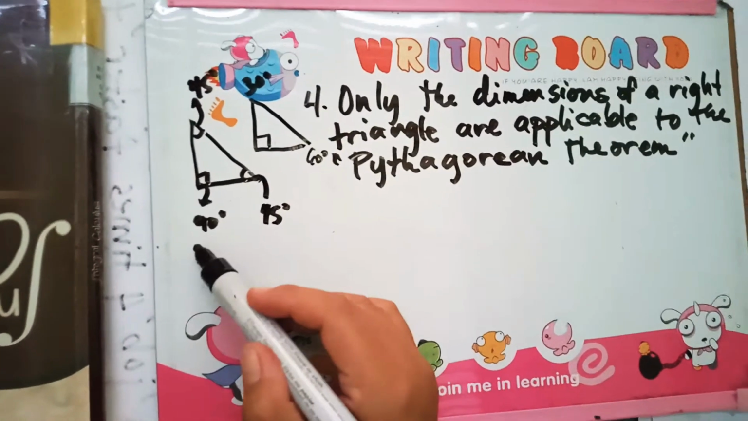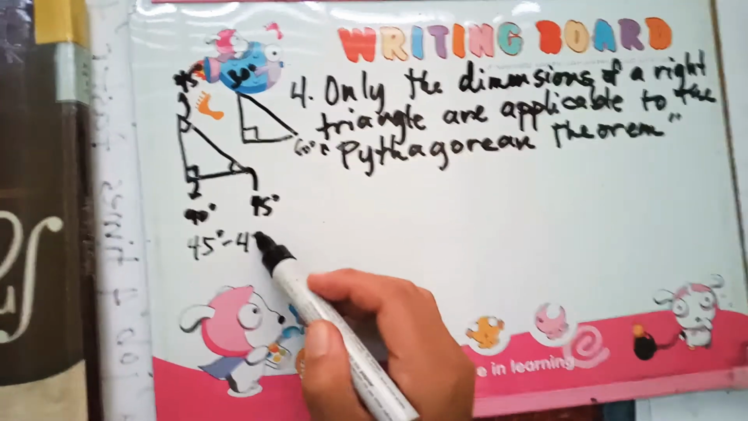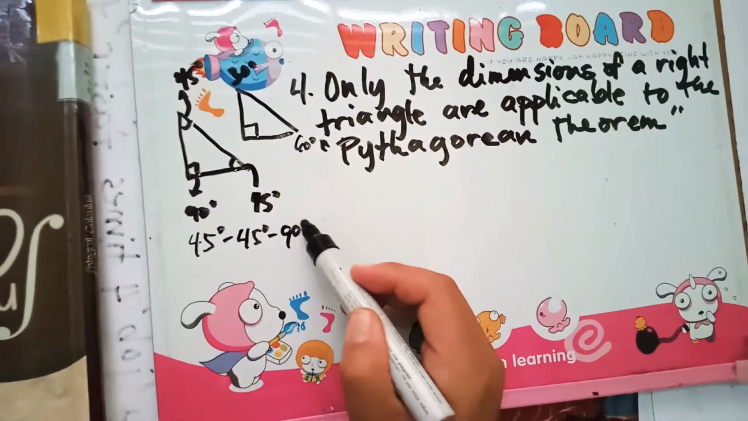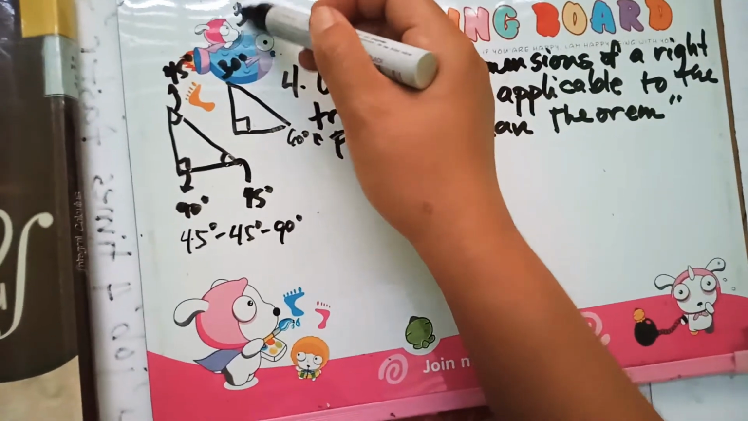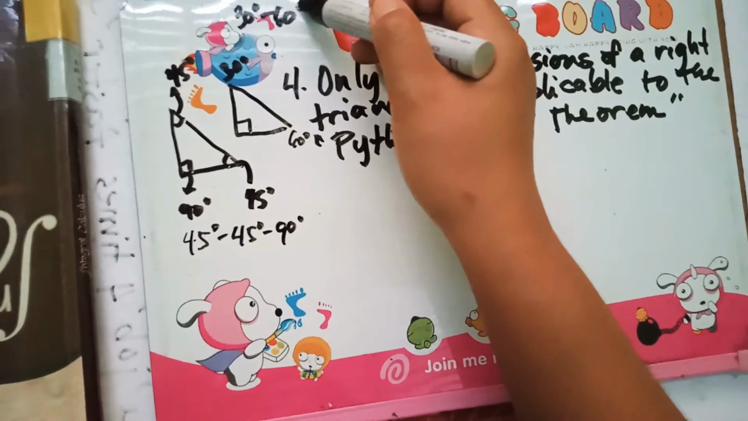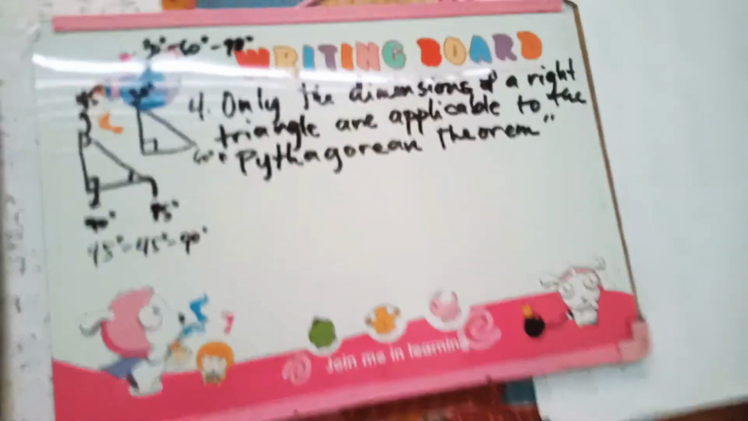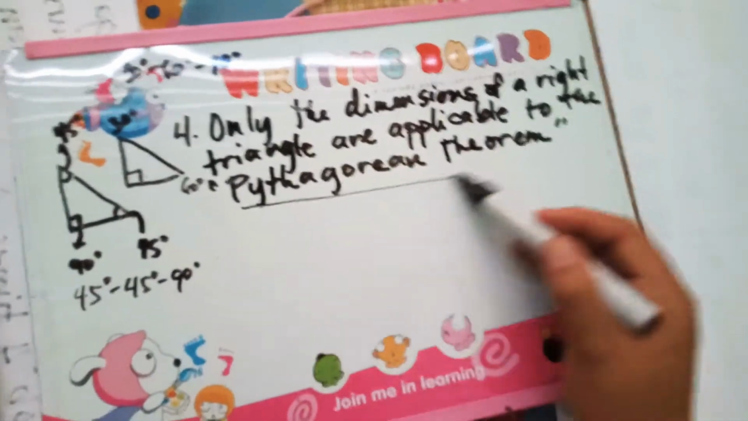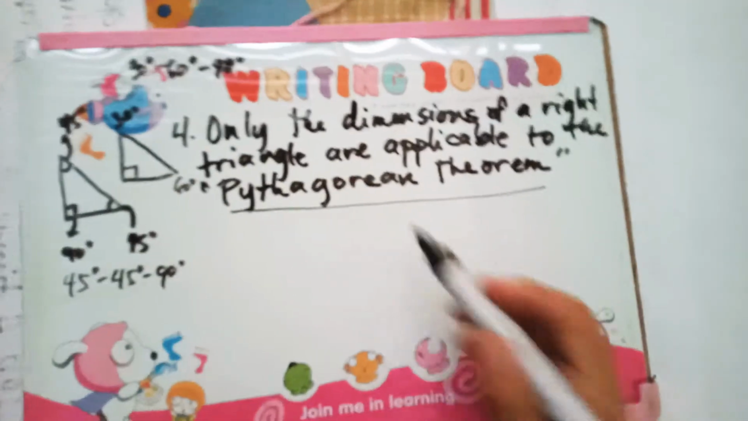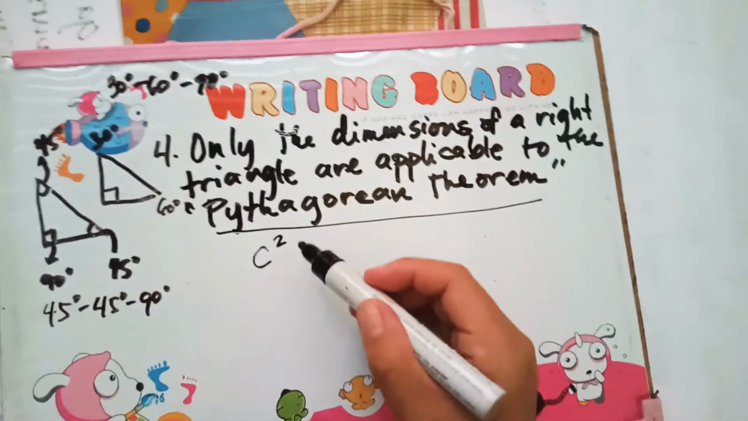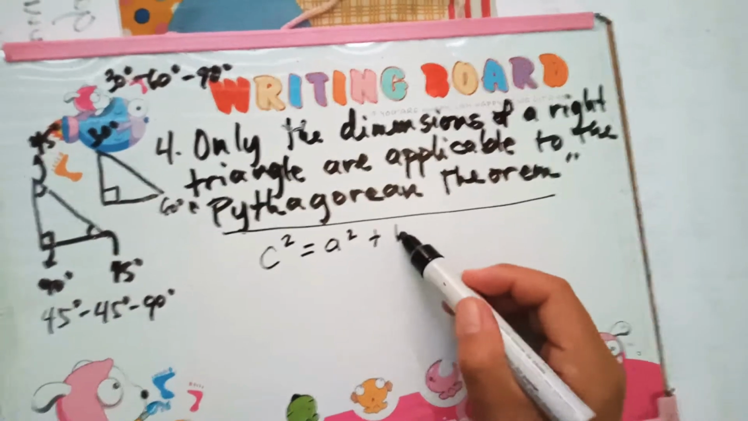We call this the 45-45-90 right triangle. This one, we call the 30-60-90 right triangle. Okay? So, the Pythagorean theorem is only used here. What is our Pythagorean theorem? Our Pythagorean theorem is c squared is equal to a squared plus b squared.